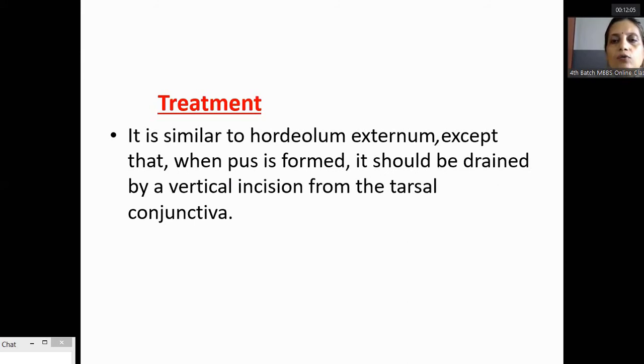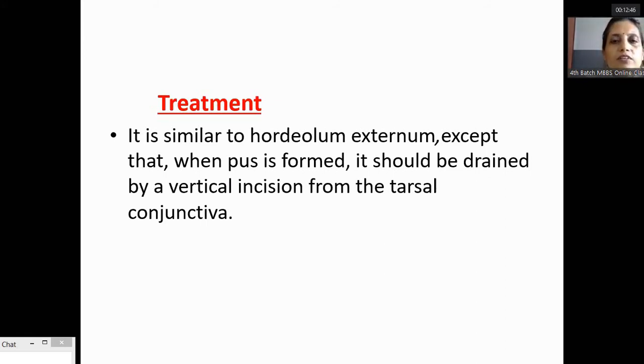So treatment of the hordeolum externum, except where the pus is formed, it should be drained by a vertical incision from the tarsal conjunctiva. So the treatment is the same as that of the stye. You start with hot fomentation, you give topical and systemic antibiotics and analgesics for relieving the pain and swelling. The difference in the treatment in case of hordeolum externum is that you just epilate the cilia, and if not possible you have to give the incision.